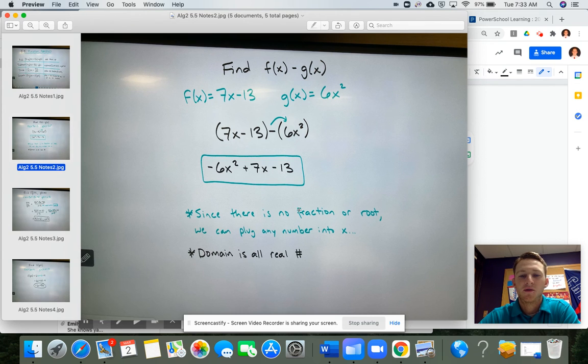And then since there is no fraction or root, we can plug in any number into x. So our domain is all real numbers. So there's no restrictions on what we could plug into the x's.